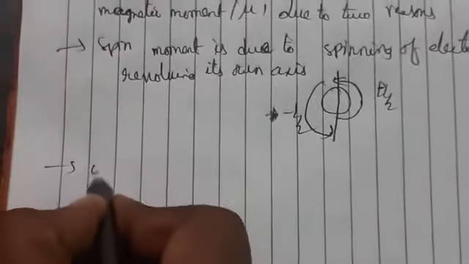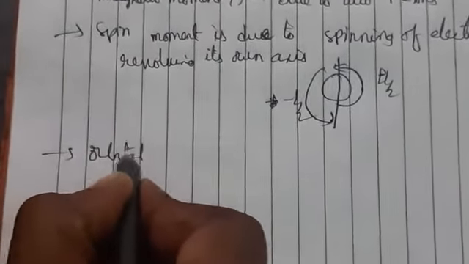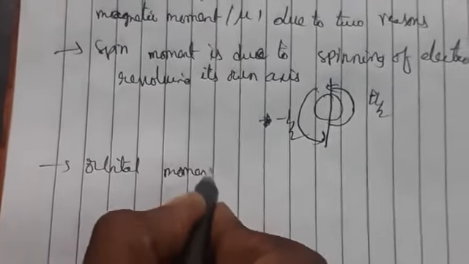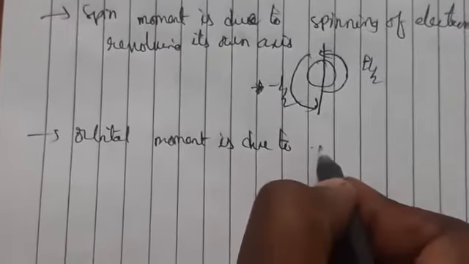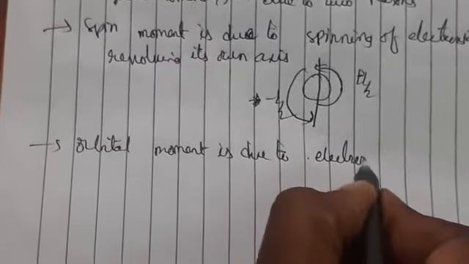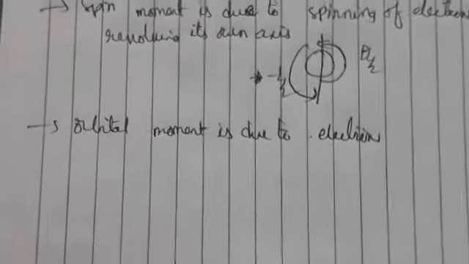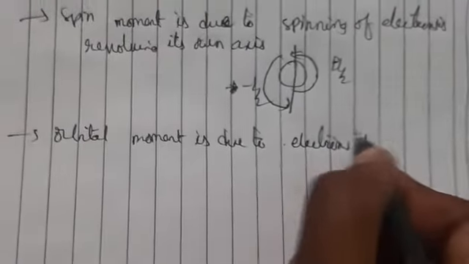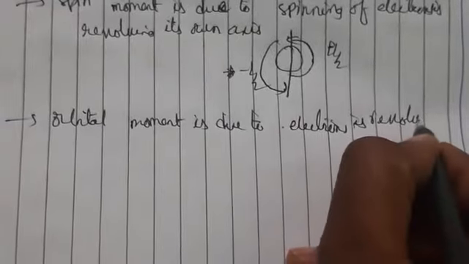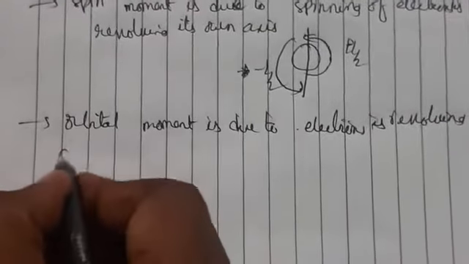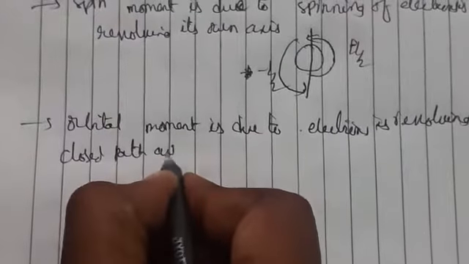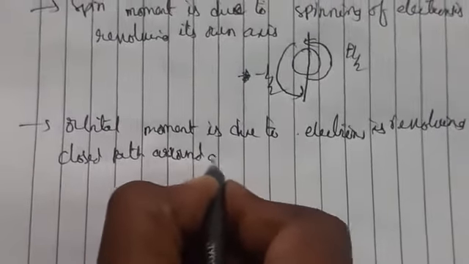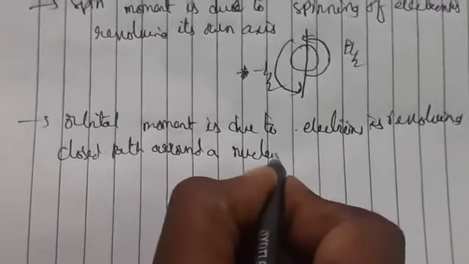Coming to orbital moment, the orbital moment is due to the electron revolving in a closed path around the nucleus. So this is about orbital moment.